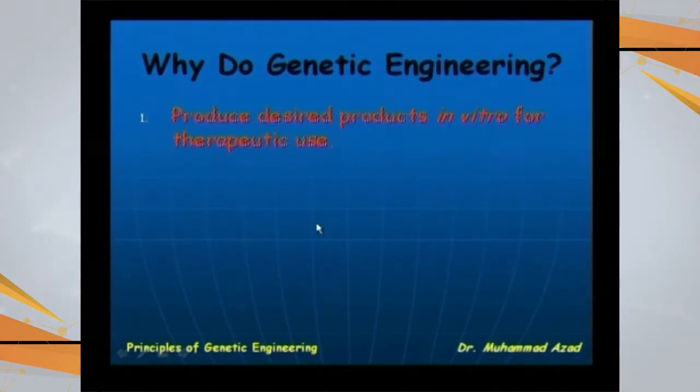Why do genetic engineering? Can we take a question here from Talia? So what are the practical applications of genetic engineering or gene technology? There are a lot of practical applications.